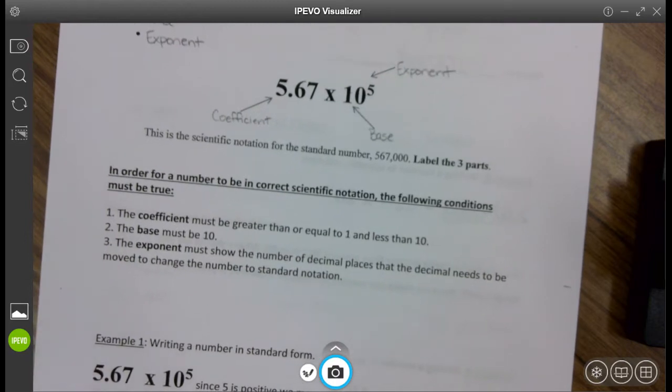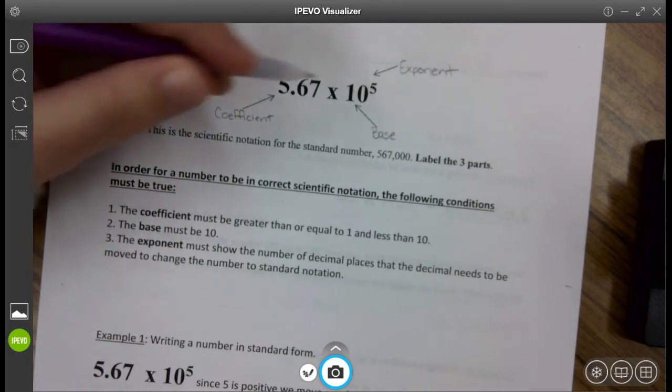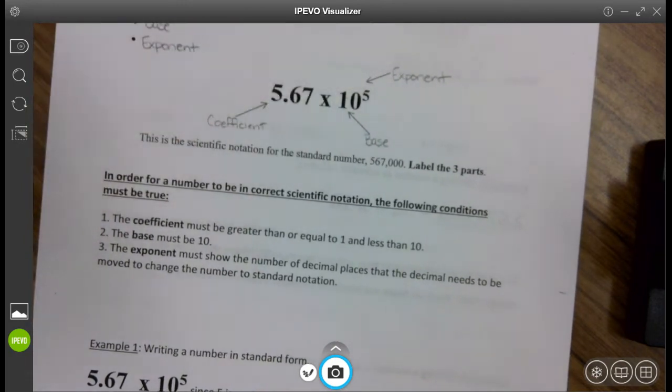So, in order for a number to be in correct scientific notation, the following conditions must be true. First, the coefficient must be greater than or equal to 1 and less than 10. It can be 9.9 repeating, but it cannot be 10. But, like I said, it can be 1. The base must be 10, just like up here. This base must be 10. And lastly, the exponent must show the number of decimal places that the decimal needs to be moved to change the number to standard notation.